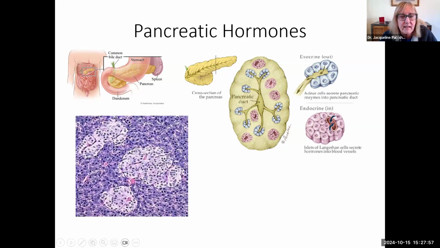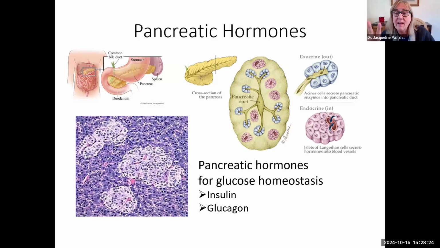And here's what they would look like under a microscope. You can see the cells are totally different. And if you look at them closely, you can see not all the cells look the same. That's because there are 4 or 5 different types of cells in there, and each different type of cell secretes a different hormone. Not to worry, we're not going to learn about all the hormones the pancreas secretes. We're going to talk about 2 of the hormones, specifically the 2 pancreatic hormones that give us glucose homeostasis. And those 2 hormones are insulin and glucagon, the yin to the yang.